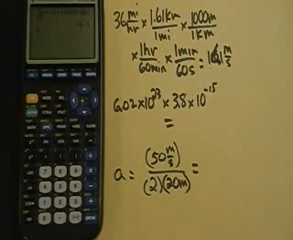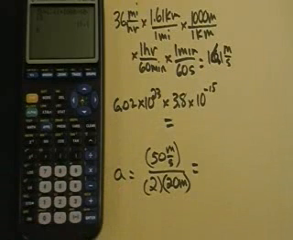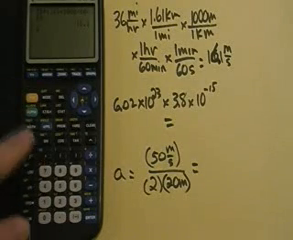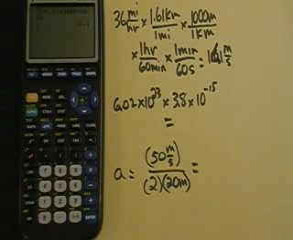But the fact is, your scientific calculator has a button to take care of this problem. The button is called the exponent button. Some scientific calculators have it as EXP. This graphing calculator has an EE button. It's second and then EE, the little yellow EE.